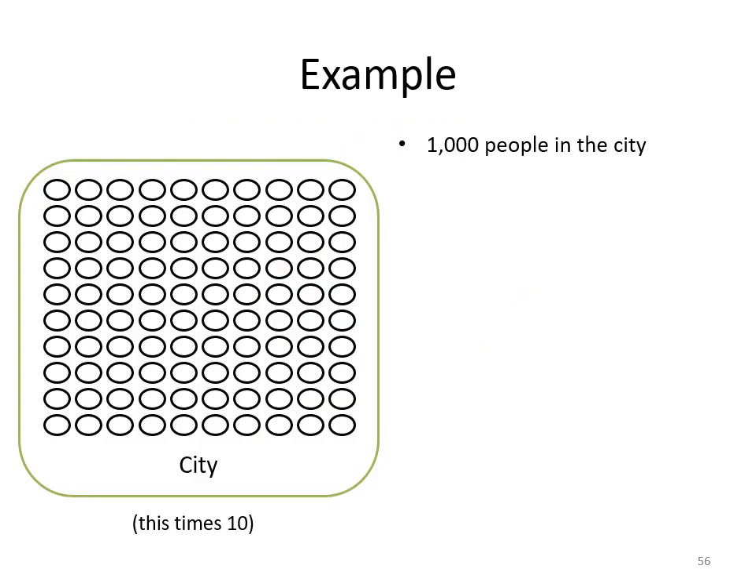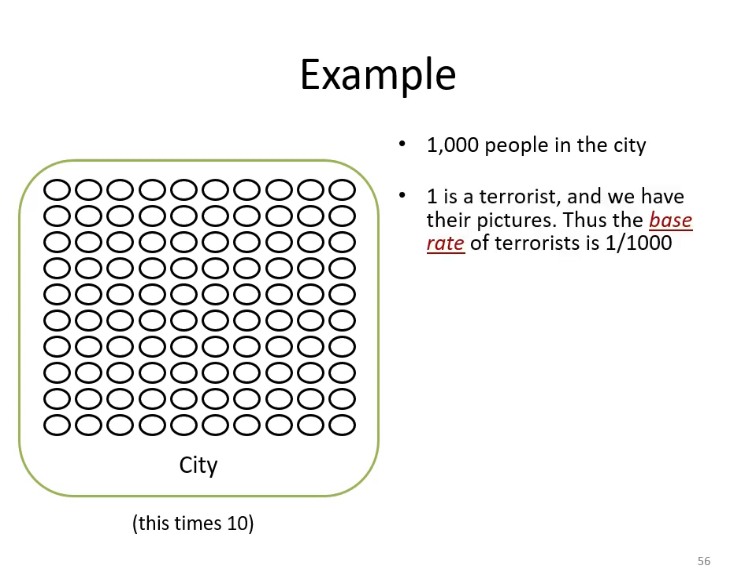Okay, so let's go through an example and see how we do this. Suppose you have 1,000 people in the city. This is a reduced version; there are only 100 people in the picture. Suppose one is a terrorist, and we have face scanning. We have their pictures. And what this means is that the base rate, the background information we know, is that 1 in 1,000 people in our city is a terrorist. So there are not many terrorists around relative to everybody else.